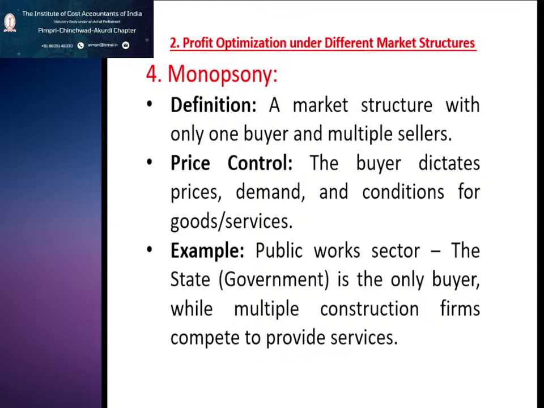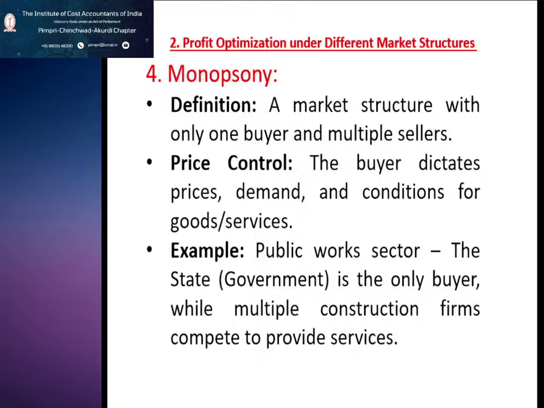Then comes monopsony. Monopsony is defined as a market structure with only one buyer and multiple sellers. Over here there is price control, because there is only one buyer: whatever the buyer says, the sellers will have to do. The buyer dictates prices, demand and conditions for goods and services. The classic example is the public works sector, where the state government is the only buyer while multiple construction firms compete to provide services.